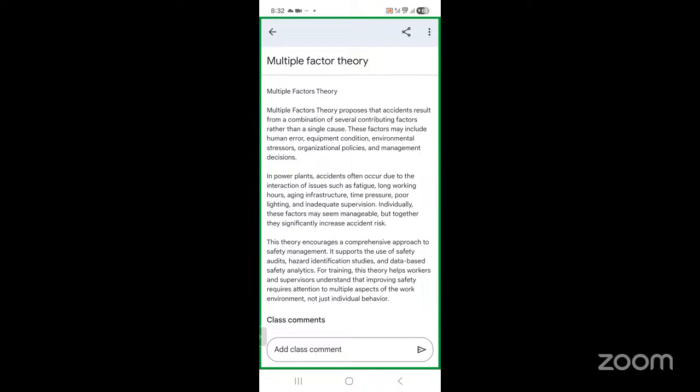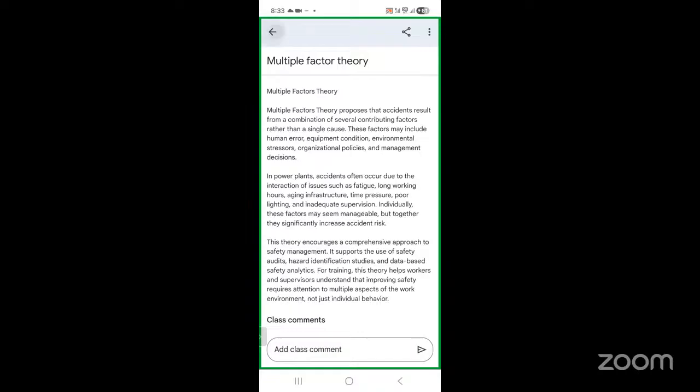This theory encourages a comprehensive approach to safety management. It supports the use of safety audits, hazard identification studies, and database safety analytics. For training, this theory helps workers and supervisors understand that improving safety requires attention to multiple aspects of the work environment, not just individual behavior. Correct. So you have understood the multiple factors theory.